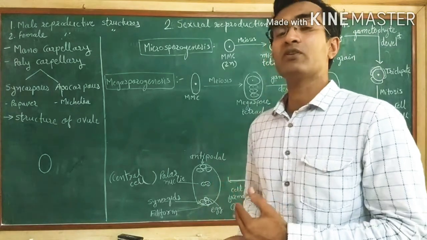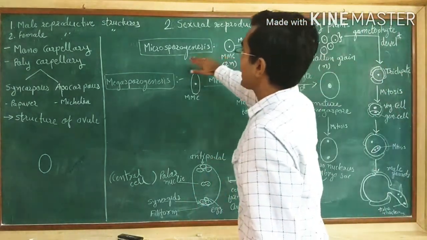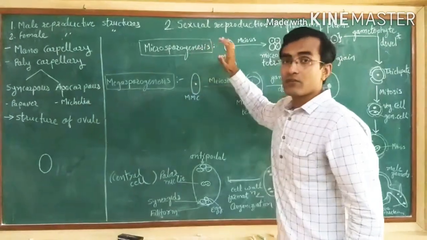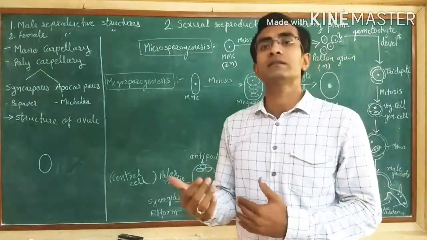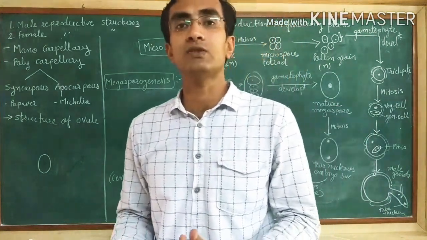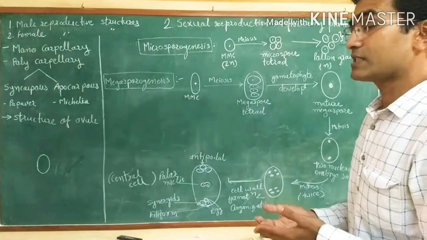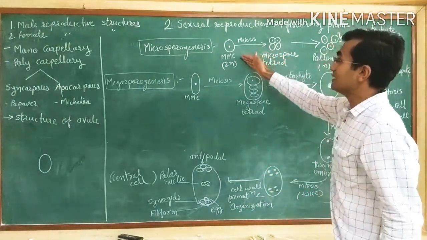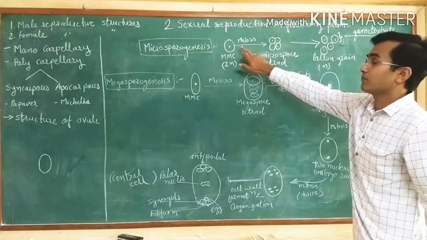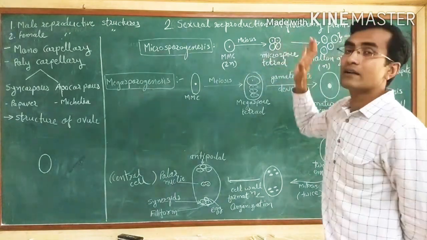In male reproductive structures and events, we have seen microsporogenesis. What happened in the microsporogenesis? The microspore mother cell will be converted into microspores through meiosis. That is called microsporogenesis. Here, the microspore mother cell, by meiosis, will convert into a microspore tetrad.